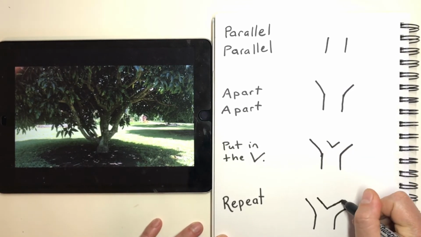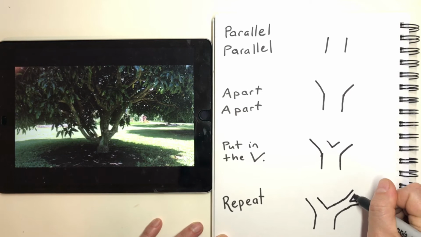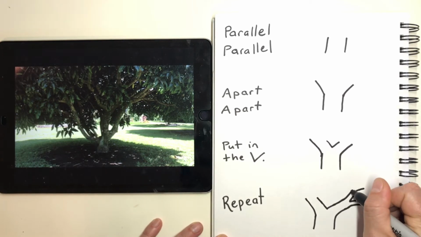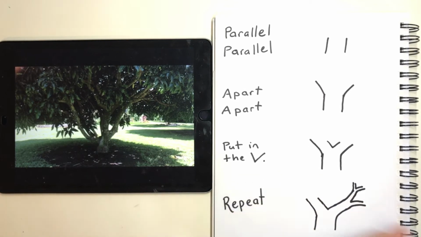So we do these two parallel, parallel, apart, apart, put in the V. You see two new parallel there: parallel, parallel, apart, apart, put in the V. What makes every tree different is how it grows while it does that pattern. Each of the branches might twist and turn. It might grow a long way before it branches off, or it might branch a whole lot at once, but they're still all going to follow some version of this pattern.